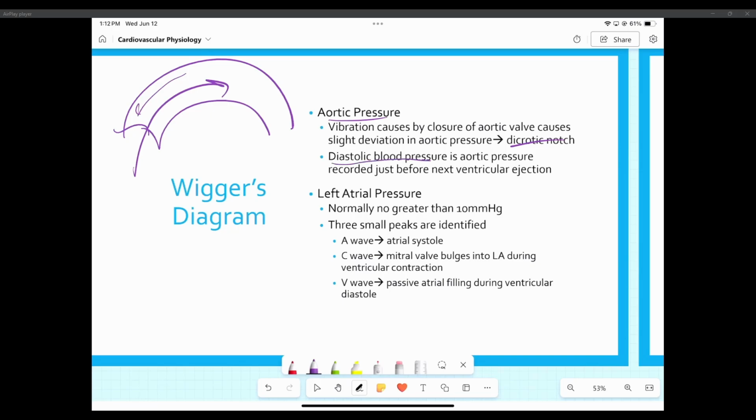So your diastolic blood pressure is the aortic pressure just before the next ventricular ejection. When you measure a blood pressure on someone, you have a systolic number and a diastolic number. The systolic number is the amount of pressure the heart is generating to get the blood out. So with high blood pressure, let's say your blood pressure is 170 over 100.